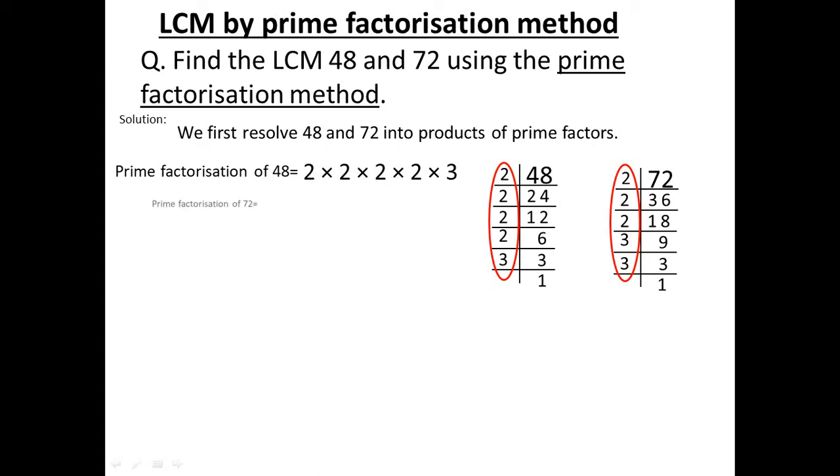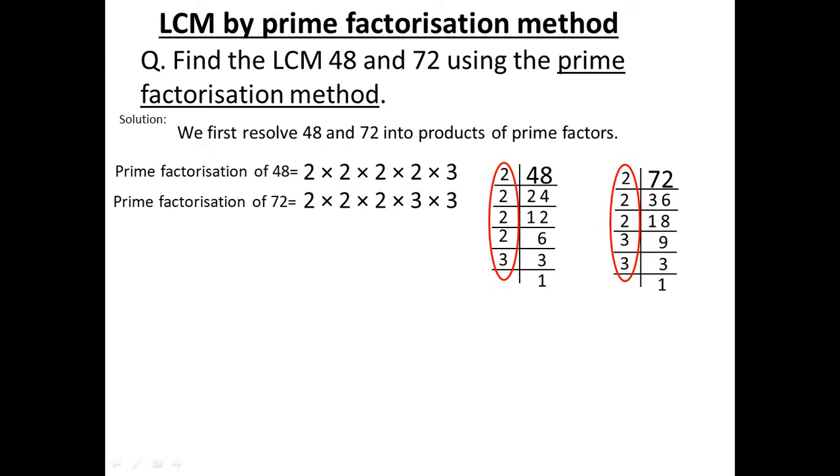Next number 72. So the prime factorization of 72 equals, again the same thing. I'll write the prime factors of 72 in multiplication form. So 2 multiply by 2 multiply by 2 multiply by 3 multiply by 3. Done. So we have written the prime factorization of both the numbers. Now next, what to do? Right. So next we will find the common prime factors in the prime factorization of 48 and the prime factorization of 72.